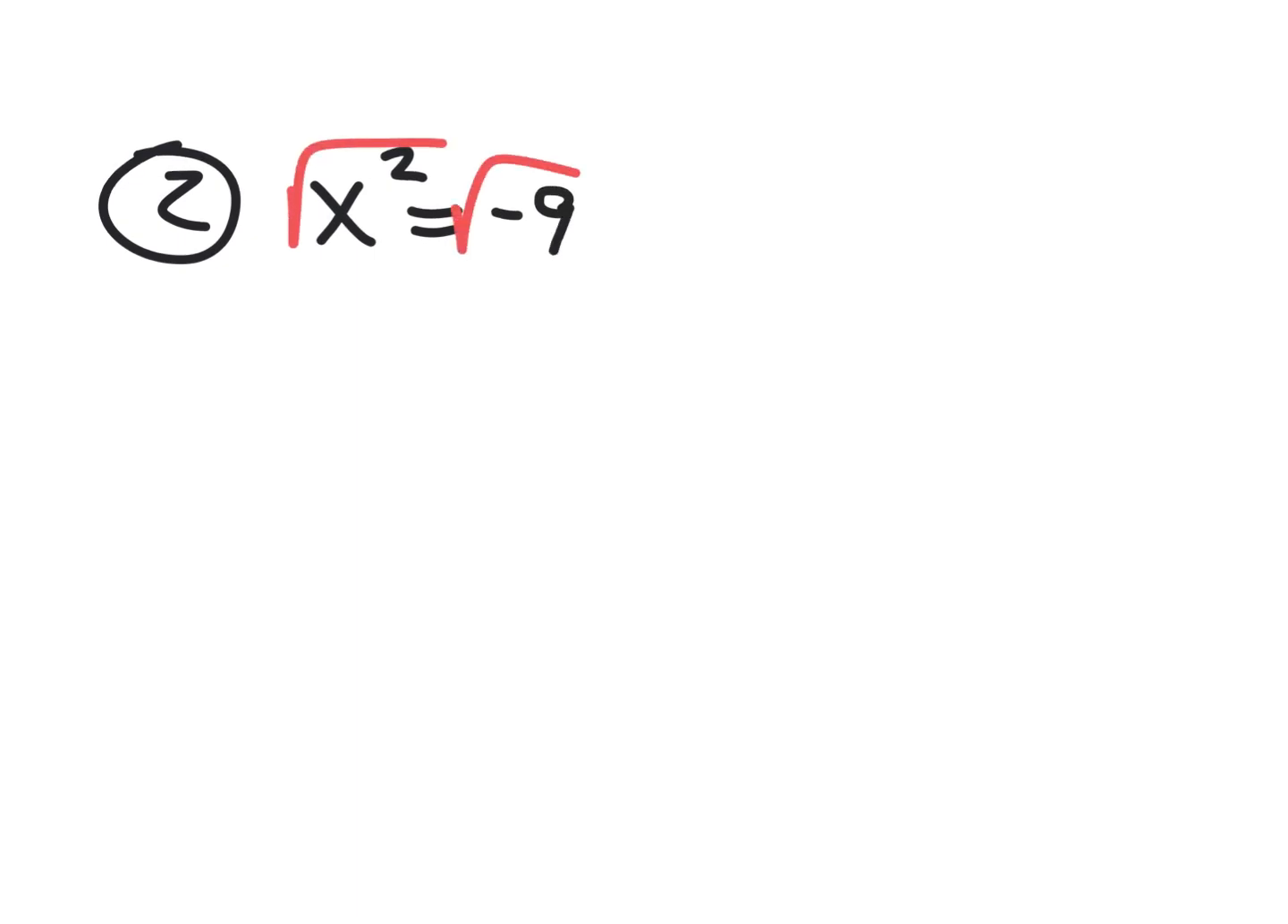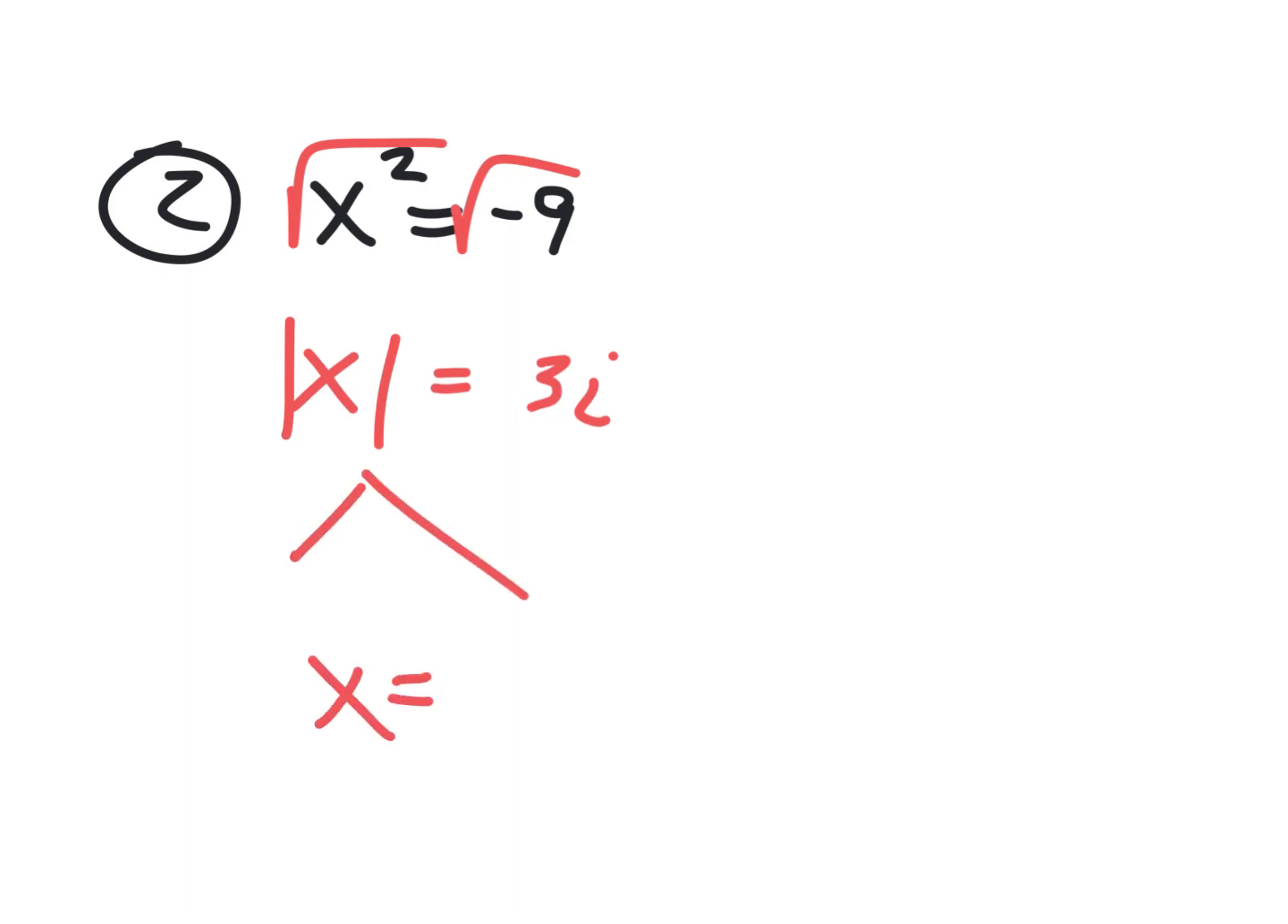Problem number 2. Liam, would you read it to me, please? x squared is equal to -9. It feels pretty easy. Can I just square root both sides? Sure. Absolute value of x, don't forget that. 3i. 2 answers then. And I'm fine with you right here just going, I know there's two answers, but I'm just going to put them together. Plus and minus 3i. Boom.